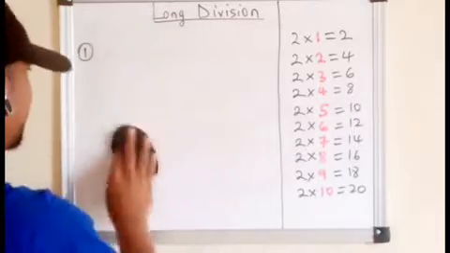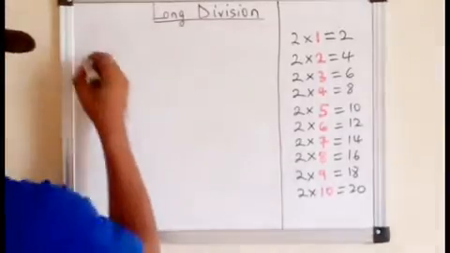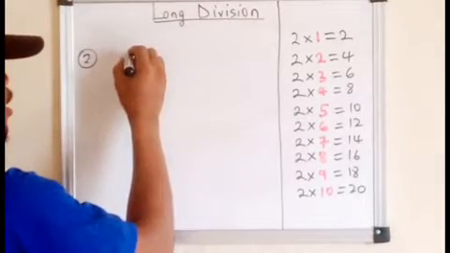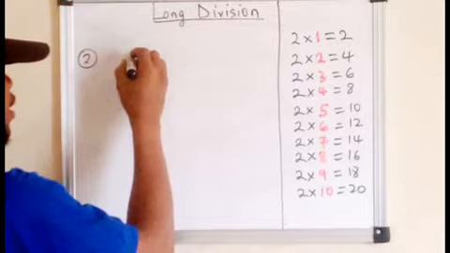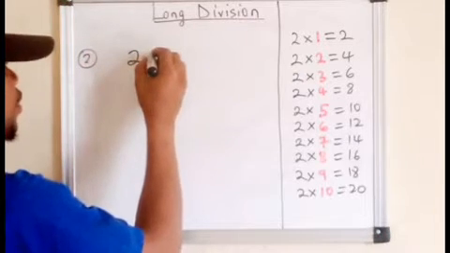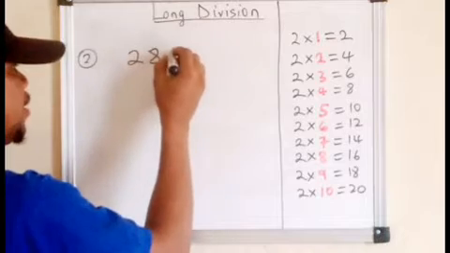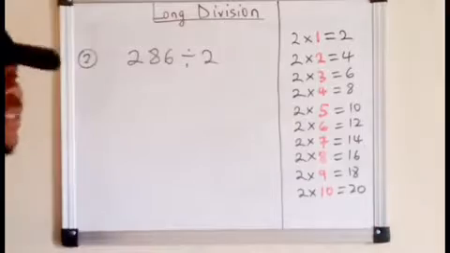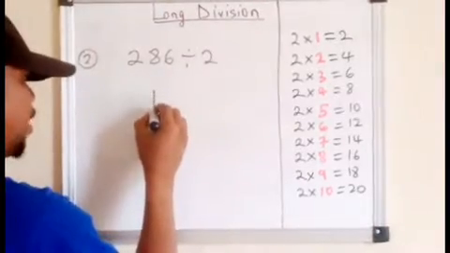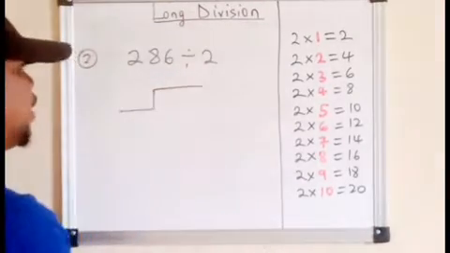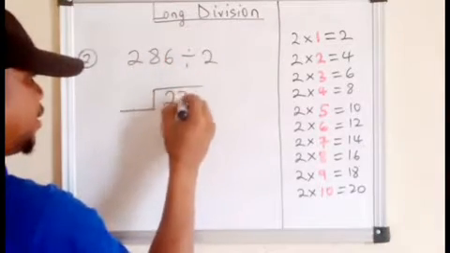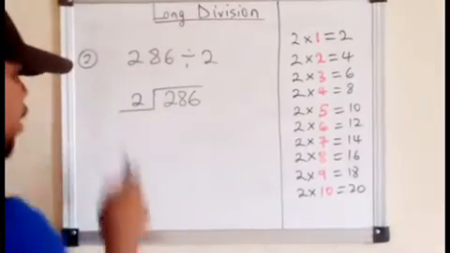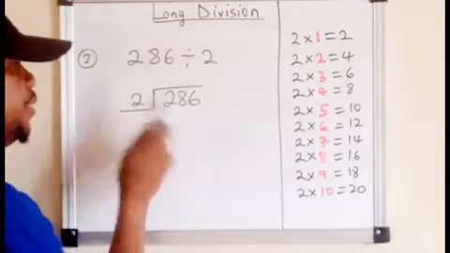So let's see number 2. Let's take a look at the number 2 problem. Let's divide 286 by 2. We draw our division symbol, and the 286 stays inside, and the number we are dividing by stays outside. We are making use of the 2 times table to divide.